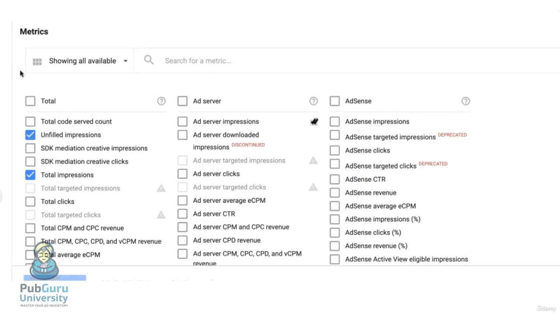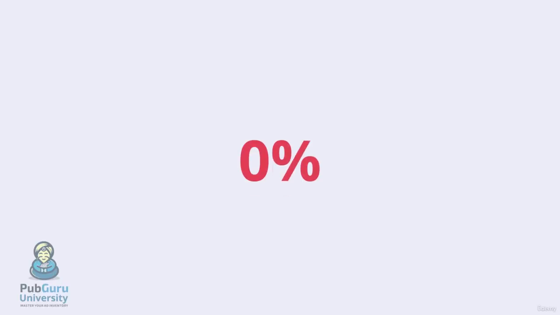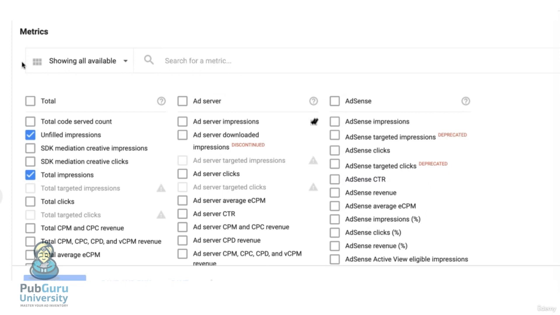Unfilled impressions are ad requests that were not successfully filled or were not able to fetch an ad. If you have a high unfilled impression percentage, then you're leaving money on the table. In a perfect world, unfilled impressions should be 0. That means you're monetizing every single ad request that comes in. This allows you to revisit your strategy and the demand partners that you have set up to target your inventory.